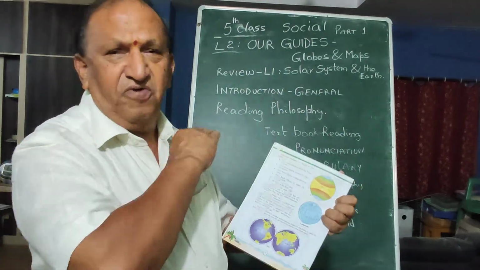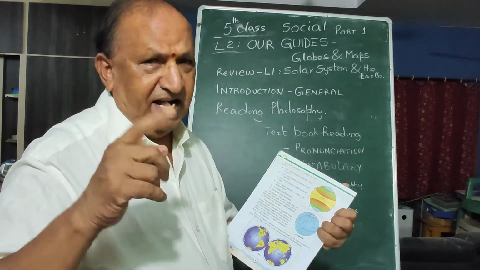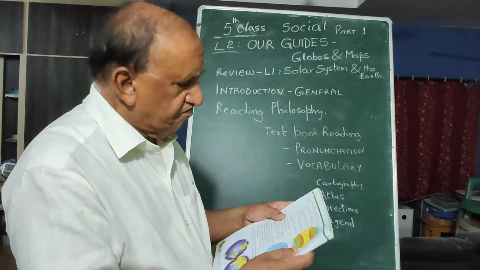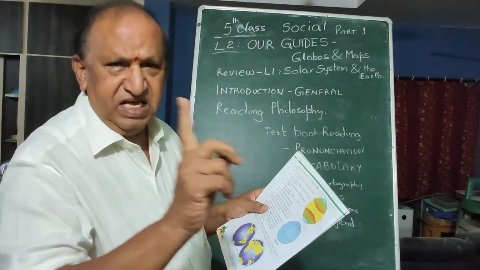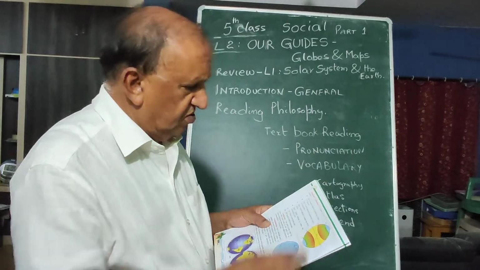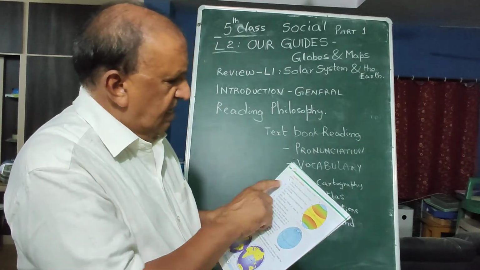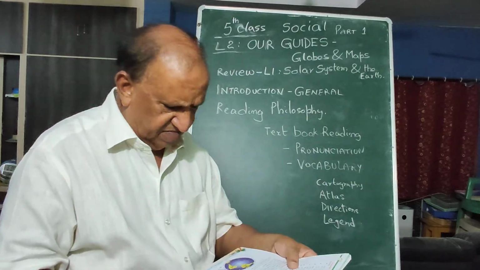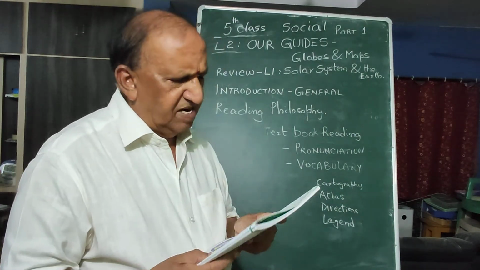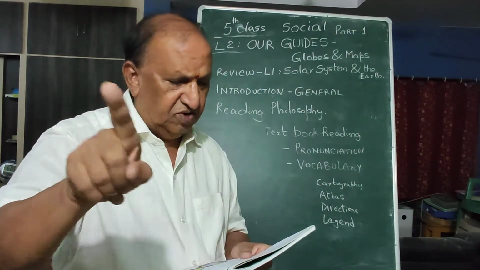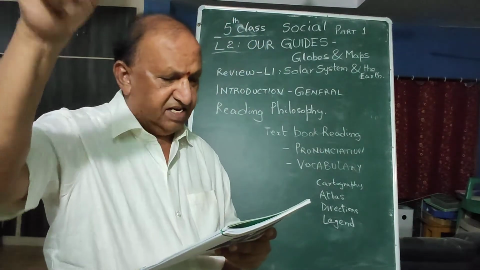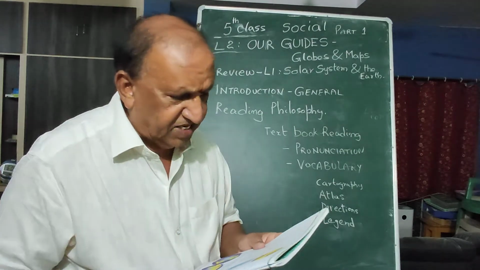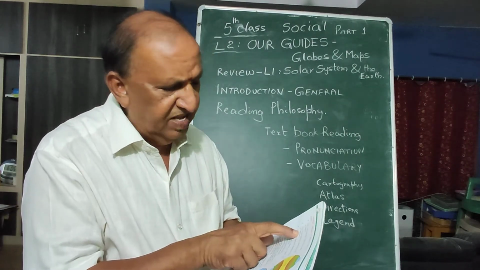Latitudes go from east to west. Now, here the central one is the equator, that is 0 degree latitude. Now, 23.5 degrees, look at page number 6 and observe. 23.5 degrees north latitude is called the Tropic of Cancer. 23.5 degrees south latitude is called the Tropic of Capricorn.